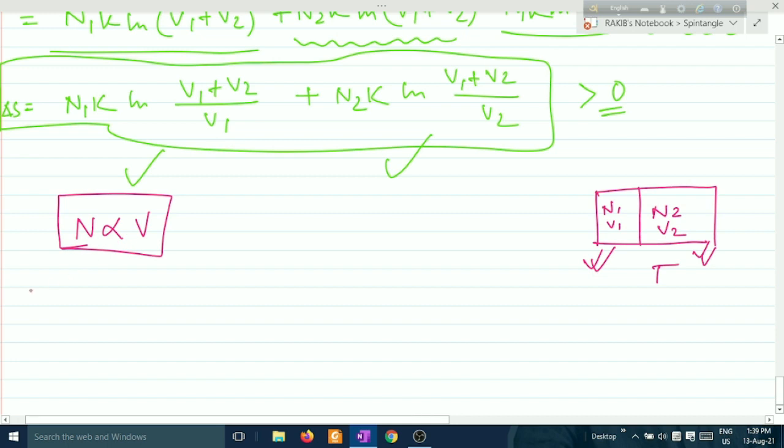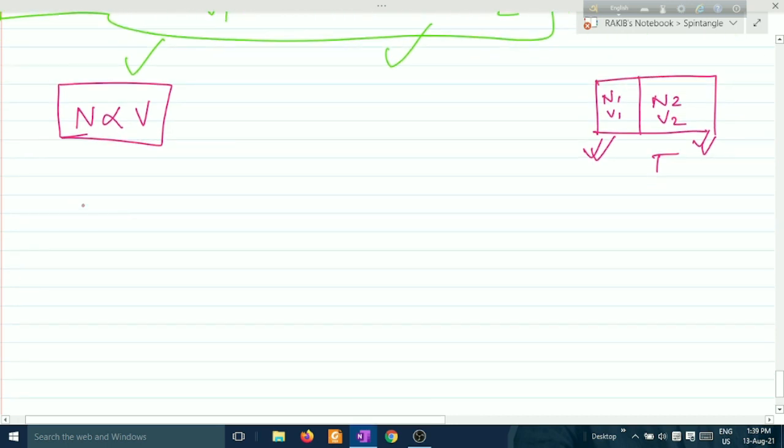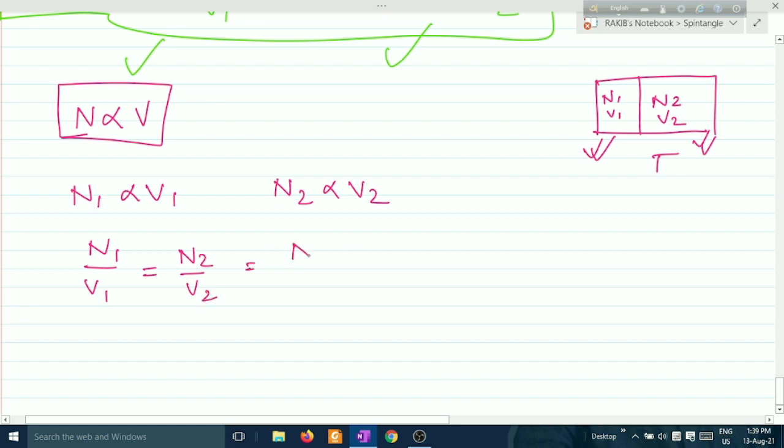The number of particles is proportional to V. That means I can write N1 proportional to V1 and also N2 proportional to V2. That means N1 by V1 equals N2 by V2. That means you can write (N1 plus N2) by (V1 plus V2).